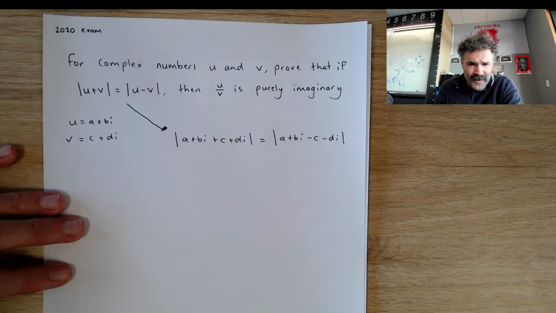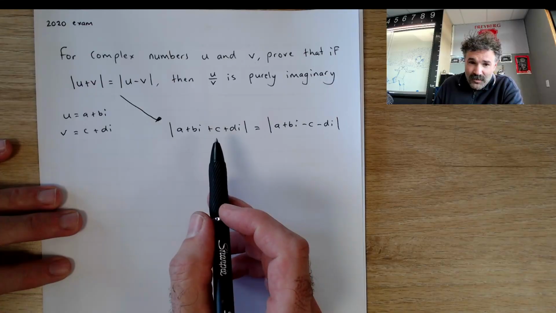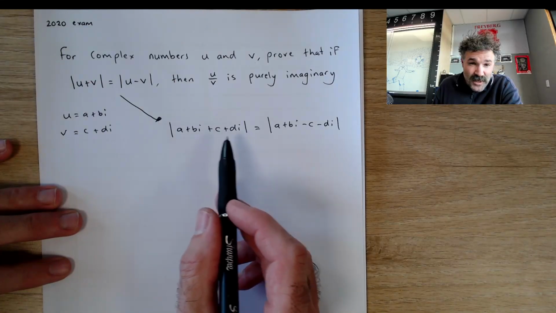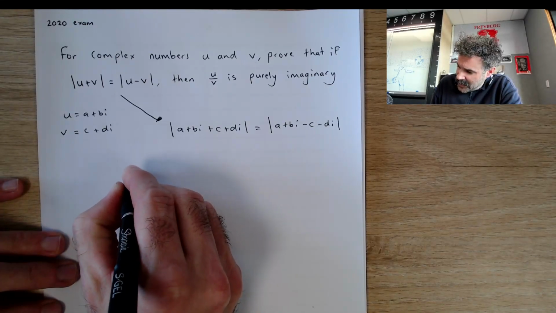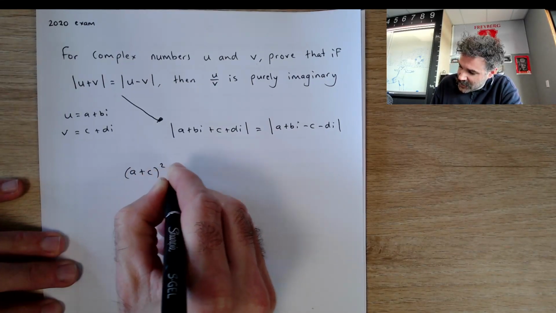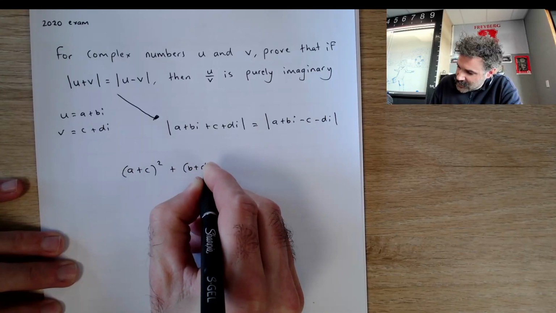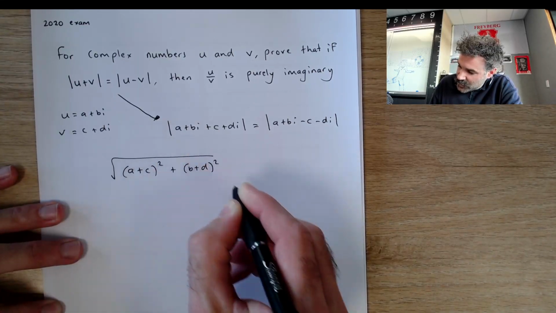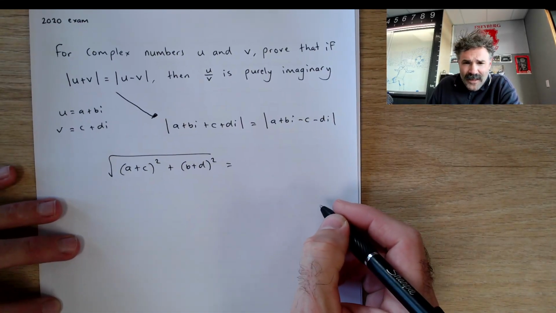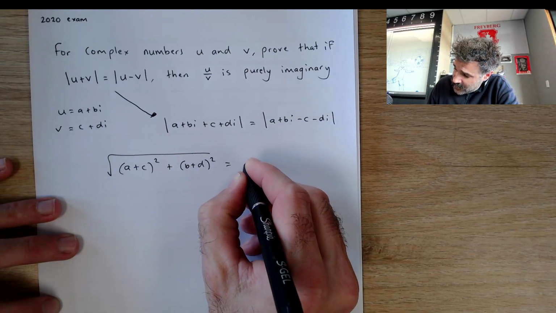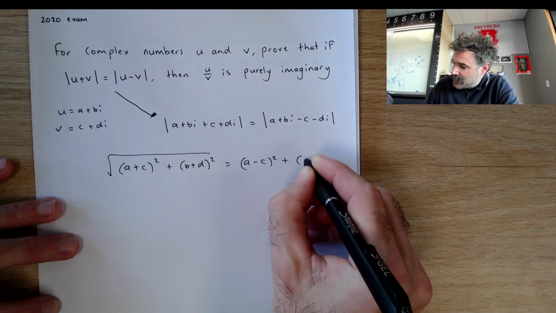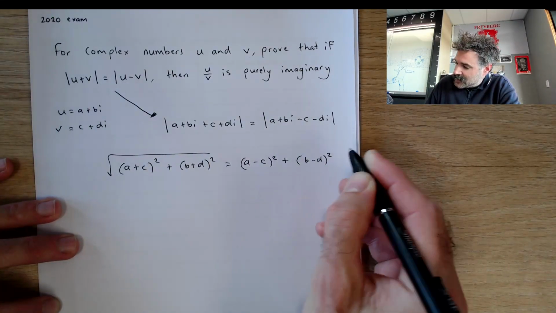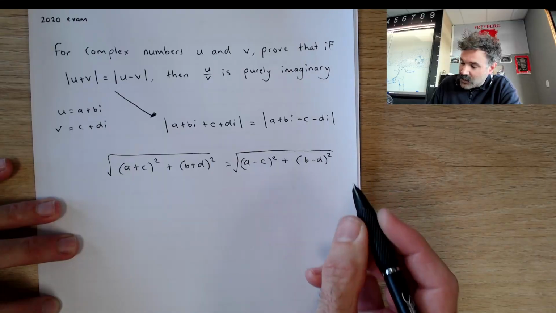not just minus c plus di. All right, now according to my examples just before that, we want to write this as the real stuff squared plus the imaginary stuff squared, all square rooted. So that's going to be a plus c squared plus b plus d squared, all square rooted. And they're telling me that that is equal to a minus c squared plus b minus d squared, all square rooted.